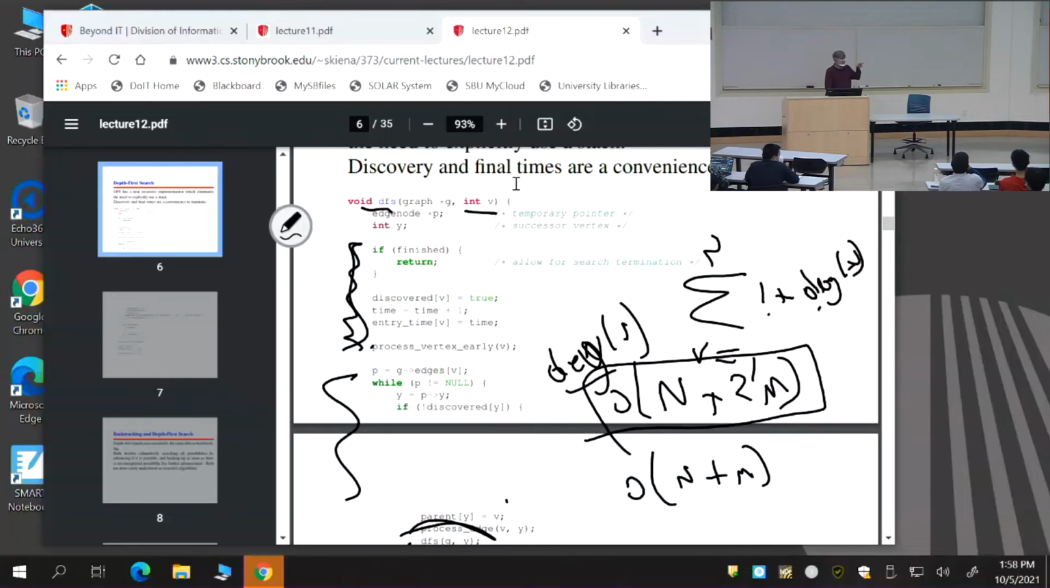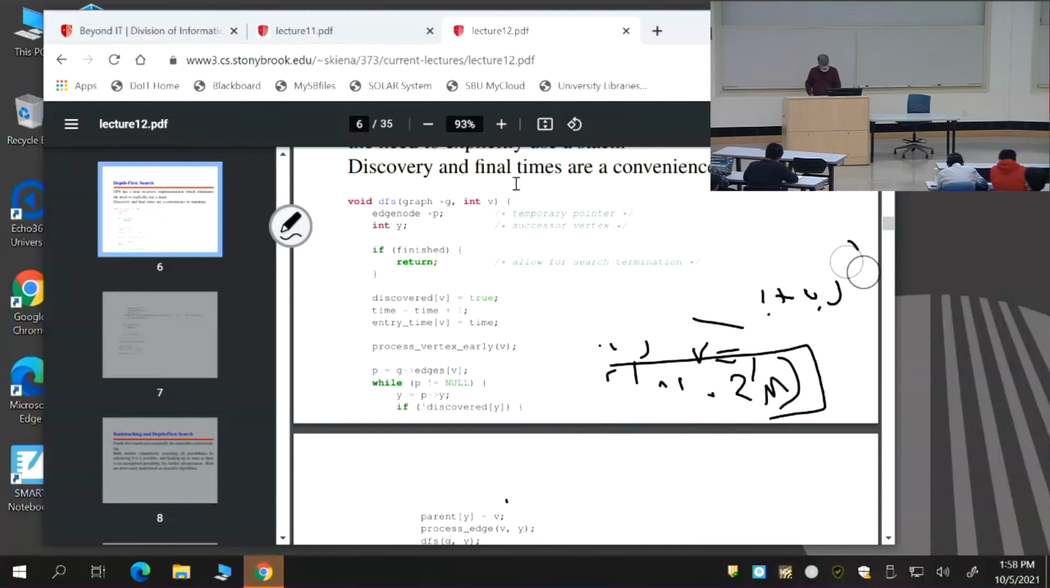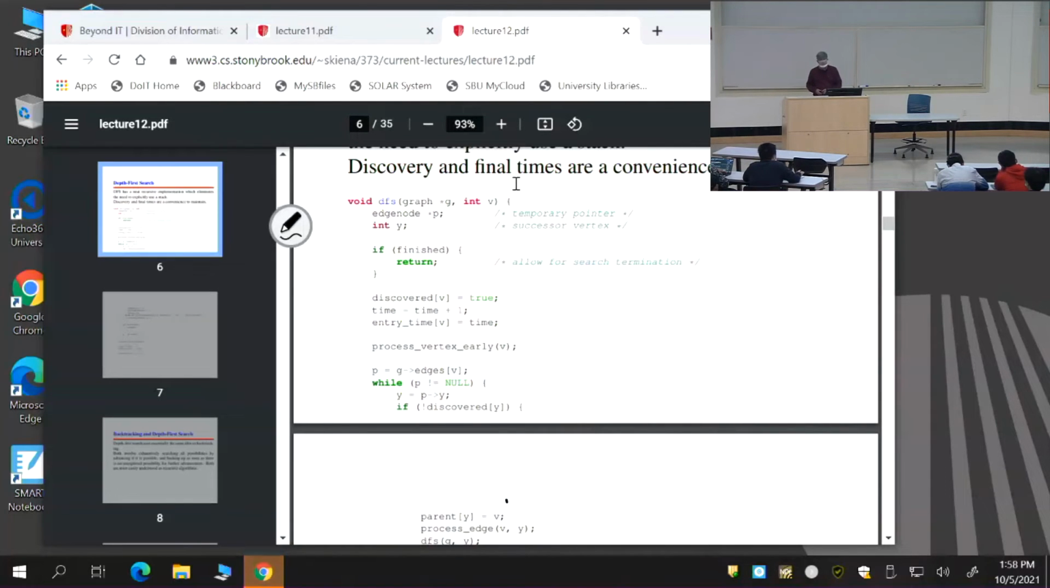Any questions about that? This is something you have to understand. Okay? Any questions? So DepthFirst Search also runs in linear time. It visits every edge exactly once, and every edge gets processed once, and every vertex gets processed once.